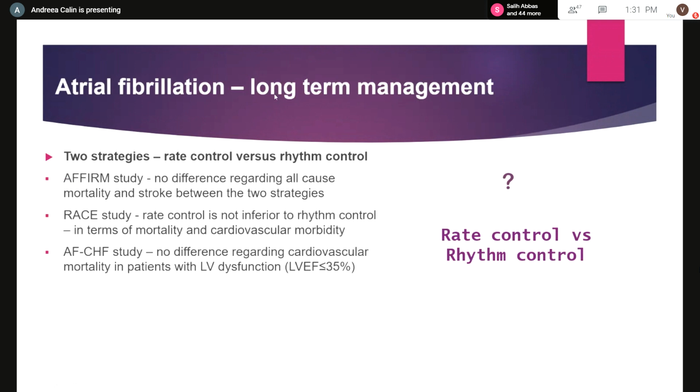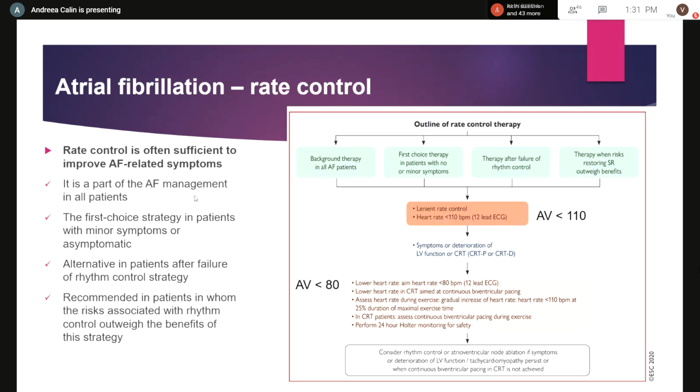And what about the long-term management apart from preventing thromboembolism? There are two strategies that we can choose in this patient: the rate control and the rhythm control. The rate control means that we control the heart rate in atrial fibrillation and maintain the atrial fibrillation rhythm, or we can try to convert the atrial fibrillation to sinus rhythm. This is the rhythm control strategy, but in different studies, there are no differences regarding all-cause mortality and stroke between these two strategies, so we can choose either of them.